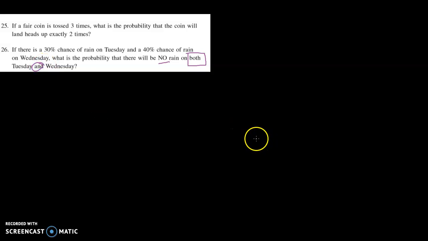Okay, so again, we've got the code word there, and that means we have to multiply those probabilities together. So what I really want to figure out is what is the probability of no rain on Tuesday and what's the probability of no rain on Wednesday? Let's start with Tuesday. Well, if there's a 30% chance of rain on Tuesday, it would stand to reason that there would have to be a 70% chance of no rain on Tuesday.